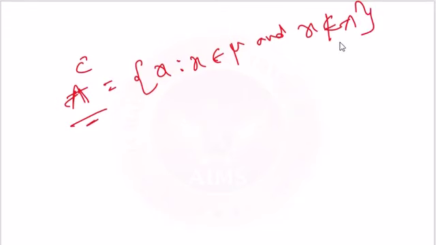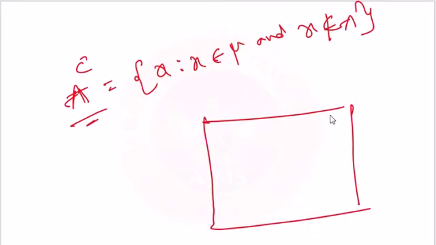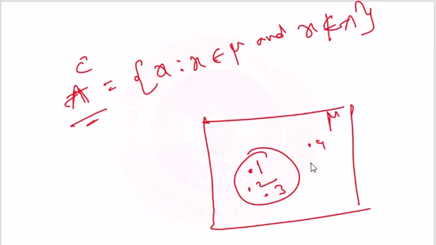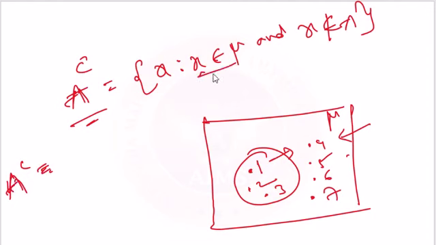X does not belong to A. Suppose in the universal set we have set A, which consists of elements 1, 2, 3, and outside A, but inside the universal set, we have elements 4, 5, 6, 7. Then A complement means those which are in mu but not in A.